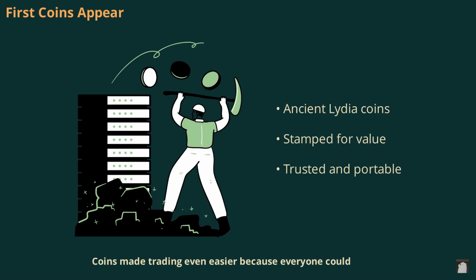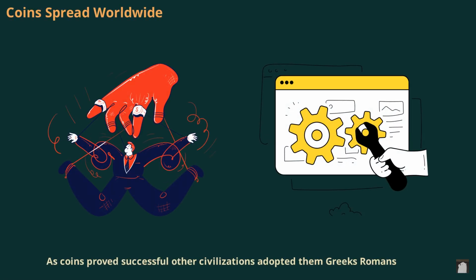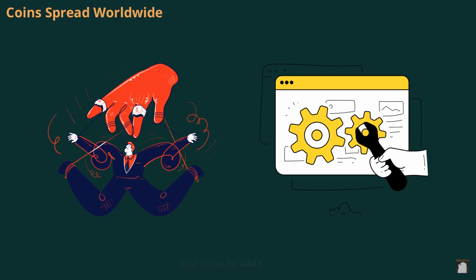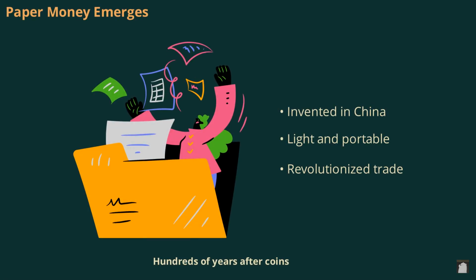Coins made trading even easier because everyone could trust their worth and use them in different places. As coins proved successful, other civilizations adopted them. Greeks, Romans, Chinese, and many others began minting their own coins. Each culture added unique designs and values, but the basic idea remained the same: coins made trade faster, safer, and more reliable.